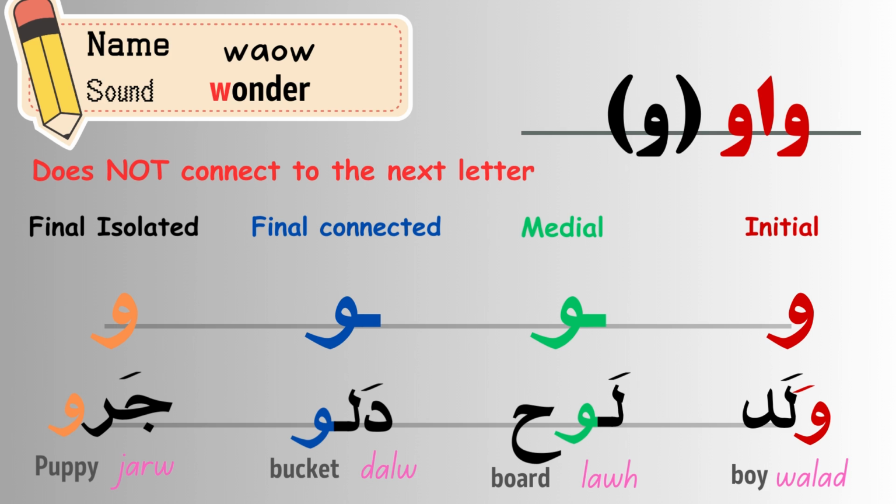If you go back to look at word ولد, you see how we use the initial form of the lam because the wow doesn't connect with after. With word لوح, we choose the isolated form of the ha because the wow doesn't connect with after.